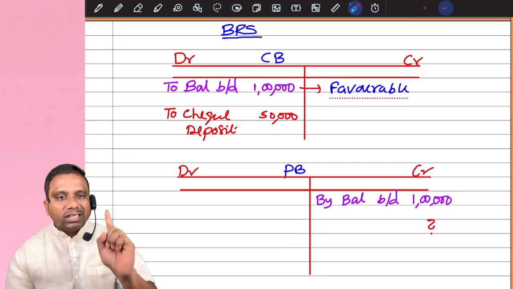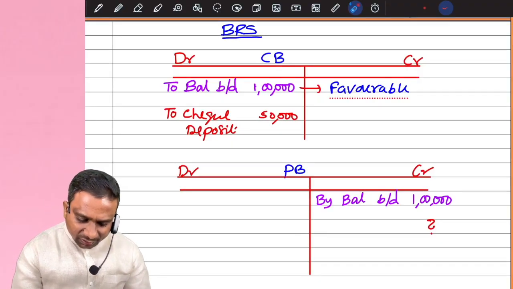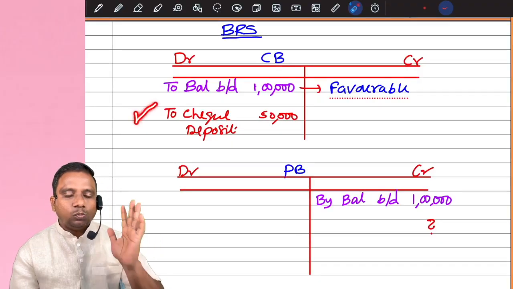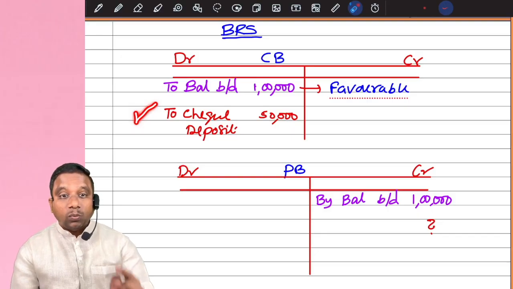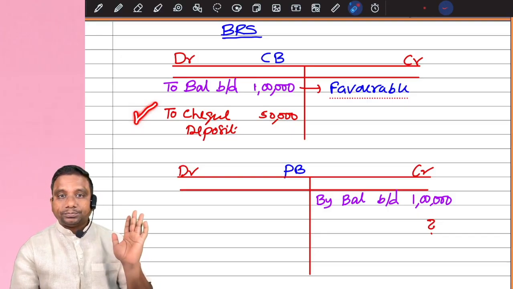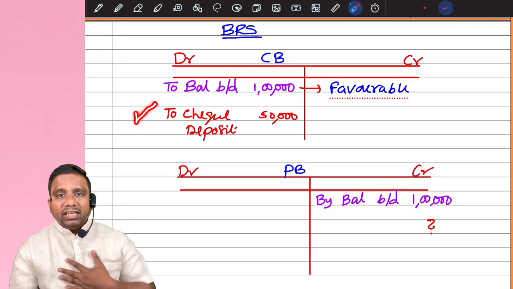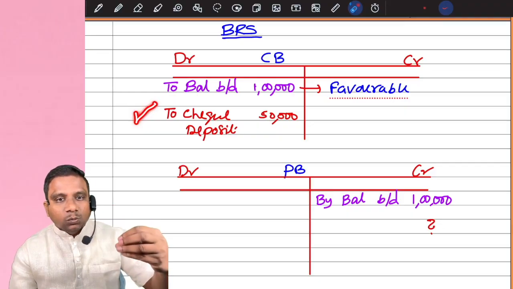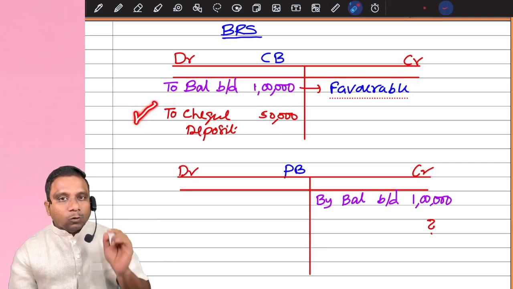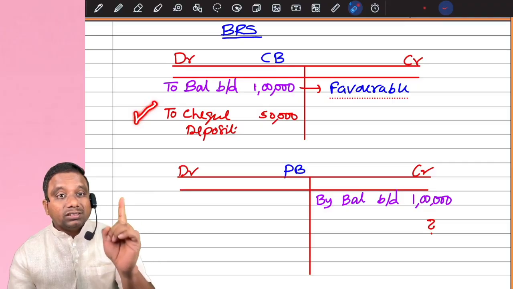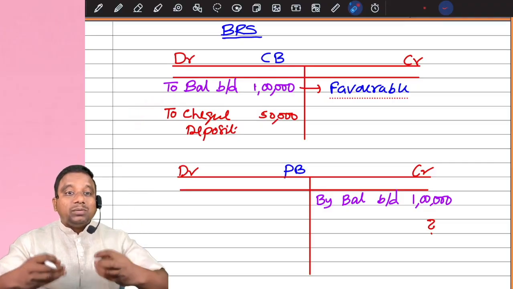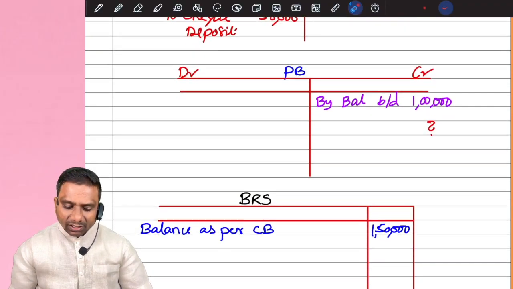Now here I have taken one transaction. That transaction is a check deposited into the bank. What is the entry we record? The entry is recorded in the cash book as well as in the passbook. Who will record this transaction first? In the cash book. Why? Because we are depositing the check. What is the entry we record?